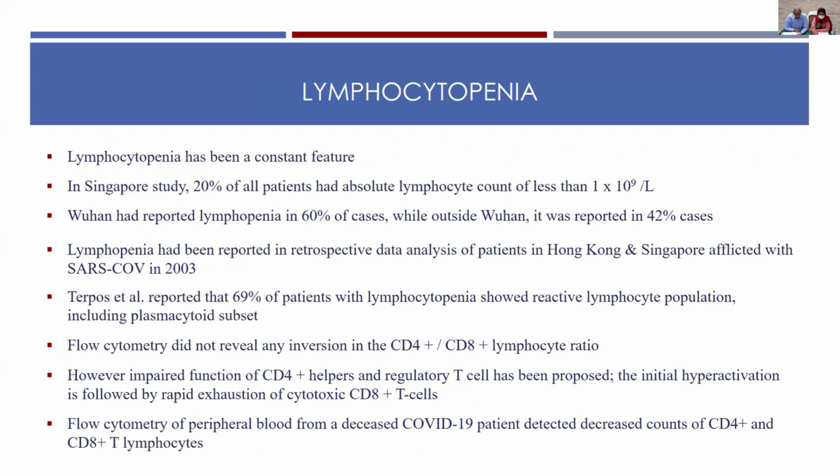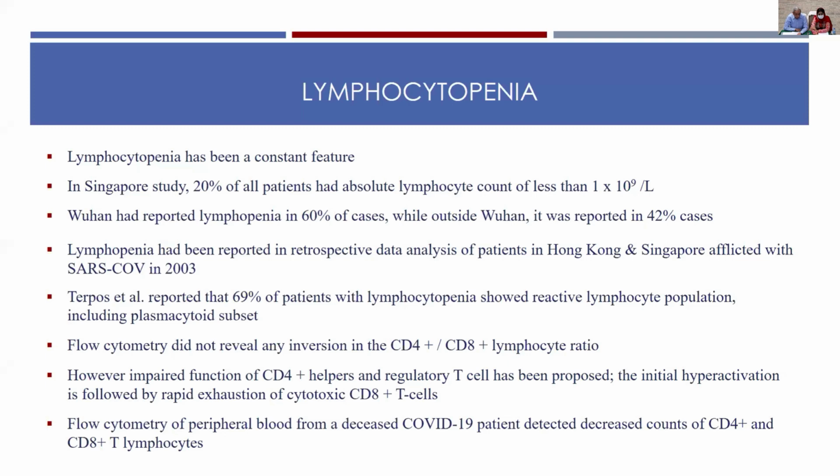Interestingly enough, in the SARS-CoV epidemic in 2003, the data analyzed from patients in Hong Kong and Singapore had also reported lymphopenia. Now, this point has recently been challenged by a report from the Netherlands. The study from Athens, Greece, reported by Telpos et al., found that 69% of the patients had lymphocytopenia, and some of these patients had reactive lymphocytes, including the plasmacytoid subset, something that we haven't really experienced. The flow cytometry did not reveal any inversion of the CD4-CD8 lymphocyte ratio.